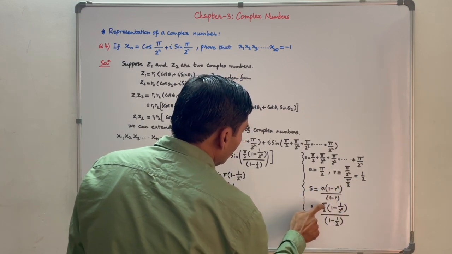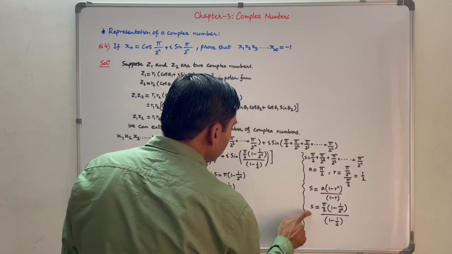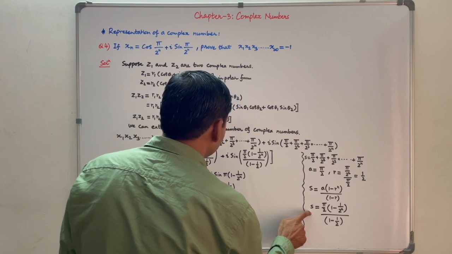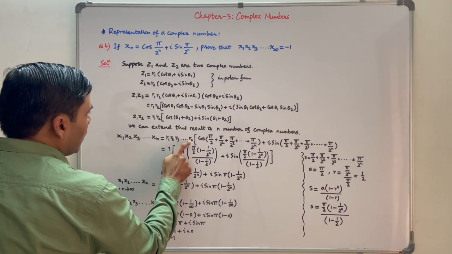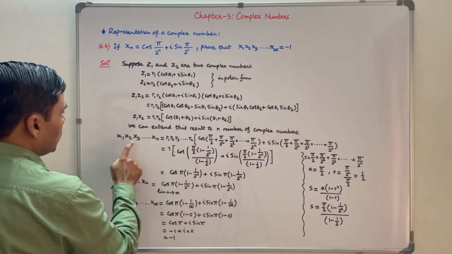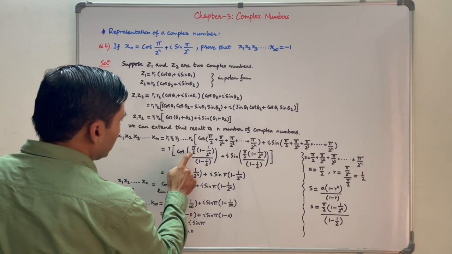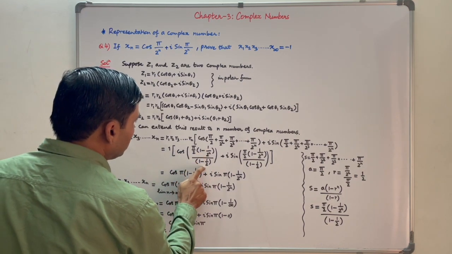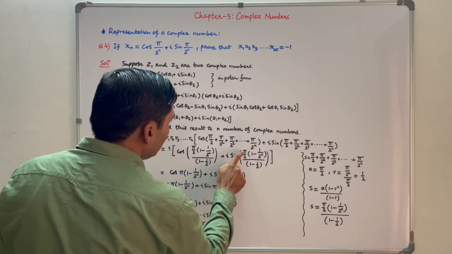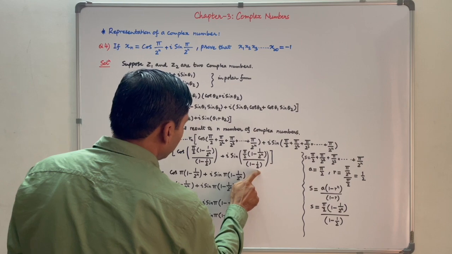So S is equal to pi by 2 into (1 minus 1 by 2 to power n) upon (1 minus 1 by 2). We will study this in the sequences and series chapter. Here R1, R2, R3, ..., Rn are all equal to 1. So x1, x2, x3 up to xn is equal to cos of pi by 2 into (1 minus 1 by 2 to power n) upon (1 minus 1 by 2) plus i sin of pi by 2 into (1 minus 1 by 2 to power n) upon (1 minus 1 by 2).